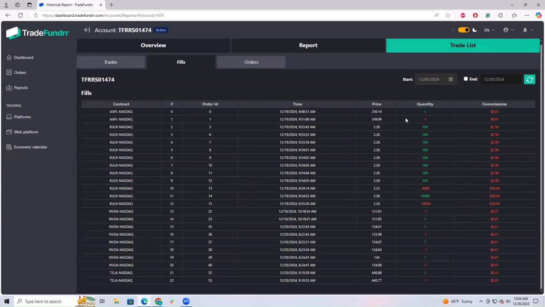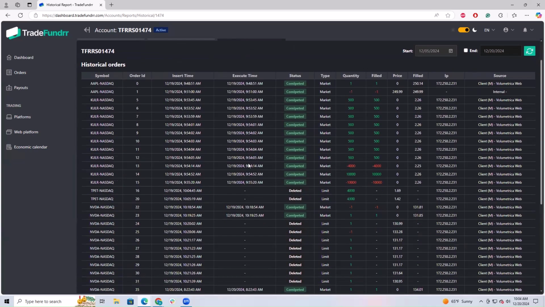Next, fills. Trades was a full round trip. Fills will just tell you the orders that were filled. So this will be the buy and then the sell, and then the buy and the sell. It shows you the time, the price, and also the commissions.